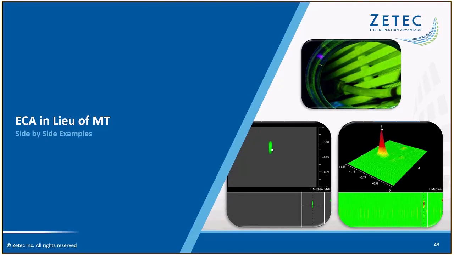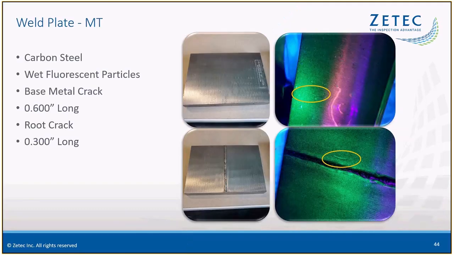So moving to MT, this is looking at side-by-side examples of eddy current array and MT. Here you have carbon steel, and this is something you can do eddy current array on. Typically, you're getting surface breaking cracks or indications with eddy current array for carbon steel. Here you have just a base metal crack. It's 0.6 inches long, and then you have a root crack that's occurring in the root area of that weld, and that's 0.3 inches long.